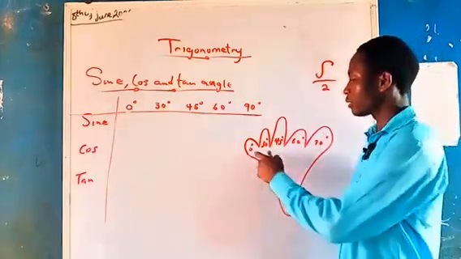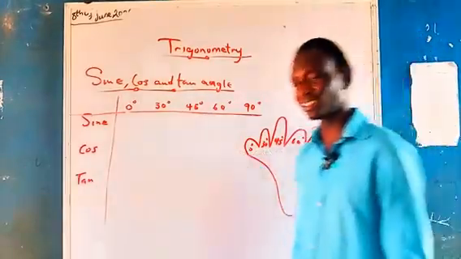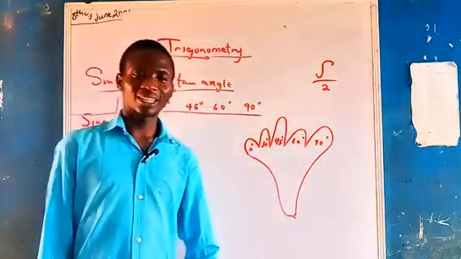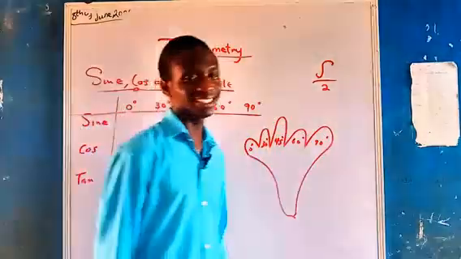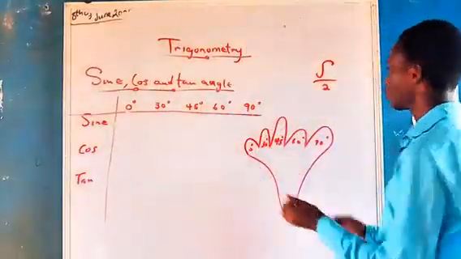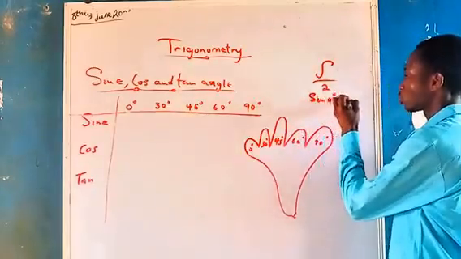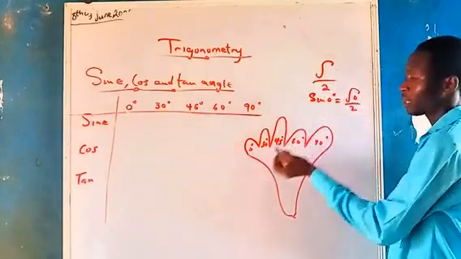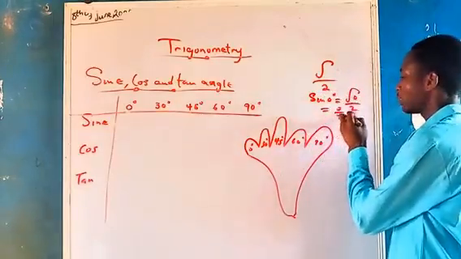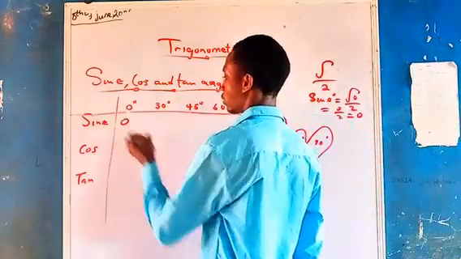Now, if you pick the first one, you count to the left. How many fingers do you have left? Some of you are saying 4, someone is saying 1. If you look at it very well, we have no finger. So that shows we're having sine of 0 degree equals square root of 0 over 2, because we don't have any finger there. And square root of 0 is 0, over 2, 0 divided by 2 is 0. So our sine 0 degree is equal to 0.